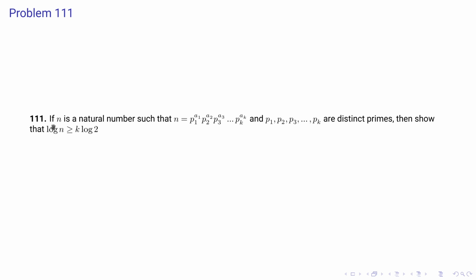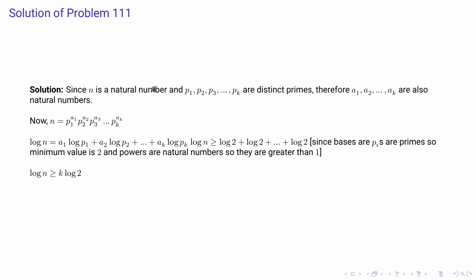Problem 111 says that if n is a natural number such that n is equal to p1 to the power a1, p2 to the power a2, p3 to the power a3, up to pk to the power ak, and p1, p2, p3 up to pk are distinct primes, then show that log of n is greater than or equal to k log of 2.